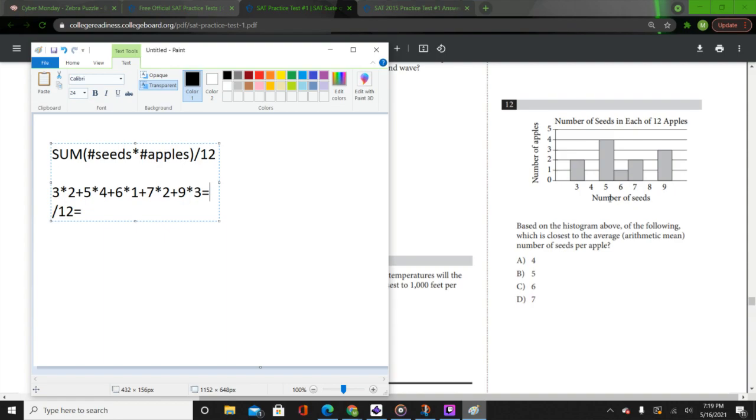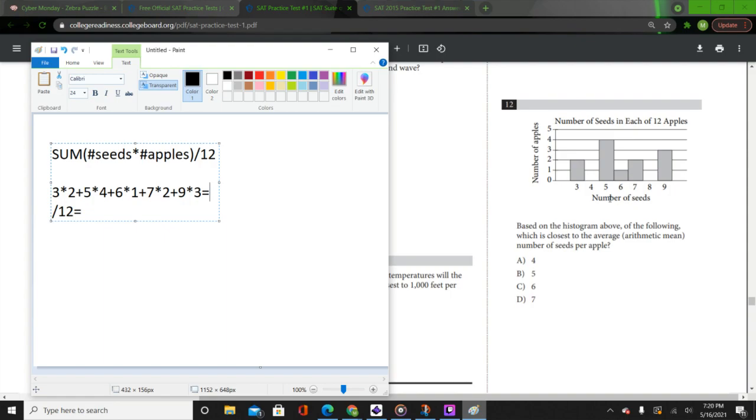So we're going to enter this in a calculator. 3 times 2 plus 5 times 4 plus 6 times 1 plus 7 times 2 plus 9 times 3. And that should equal 73, maybe? Am I right? Am I wrong? I don't know. I might have added wrong. So don't forget to always double check your work.